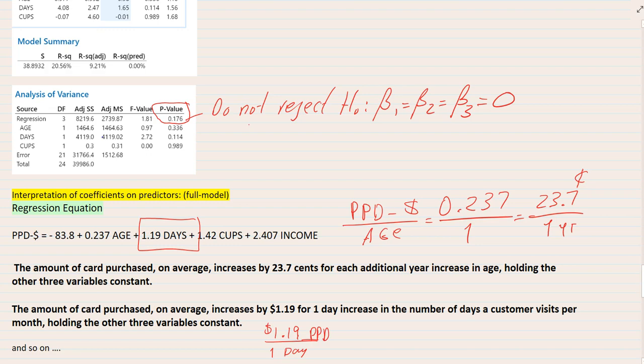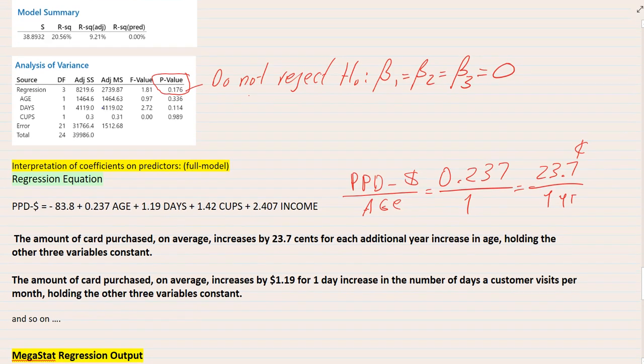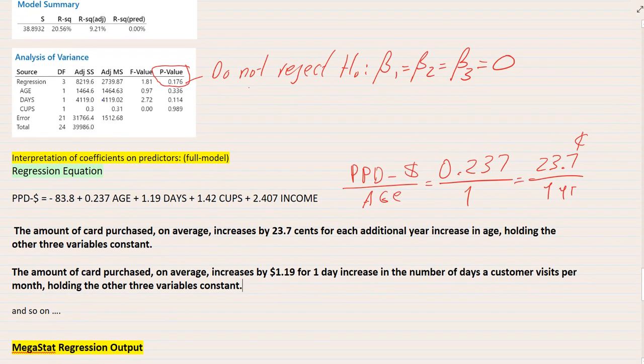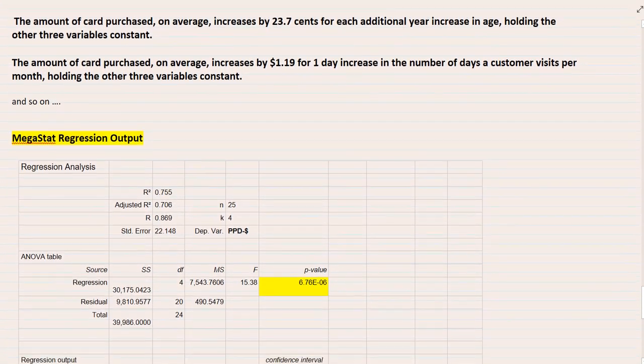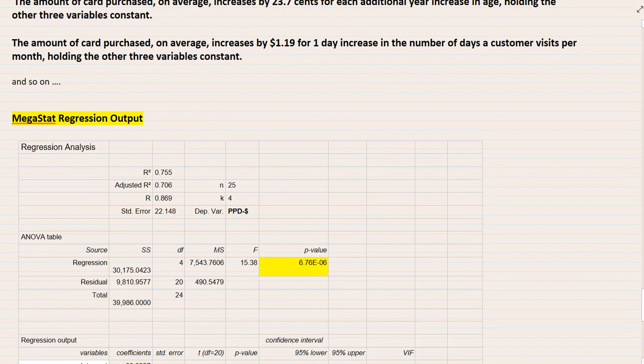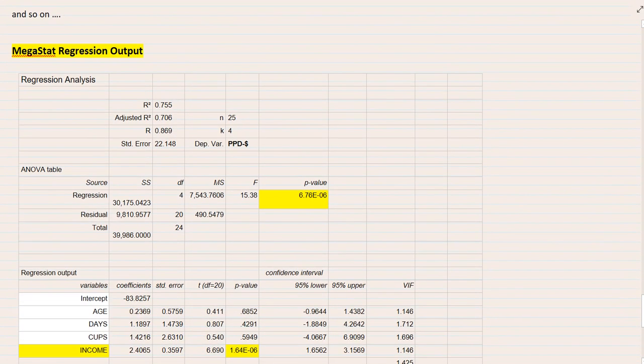So if they go 2 days, that would be $2 and almost 40 cents. 10 days, it would be almost $12. That's just assuming everything else is held constant. That means age, cups, and income are held constant, and so on and so forth. Okay, so let's now take a look at the Megastat output. Hopefully this will look familiar to you, and then we actually go to Megastat. I'll show you how to run this in Megastat.